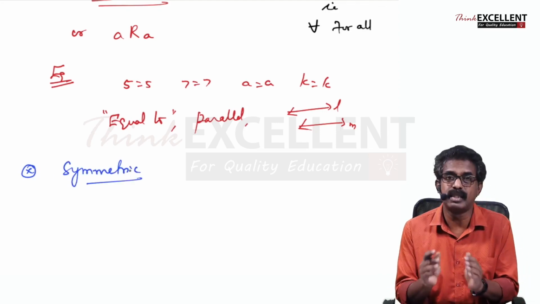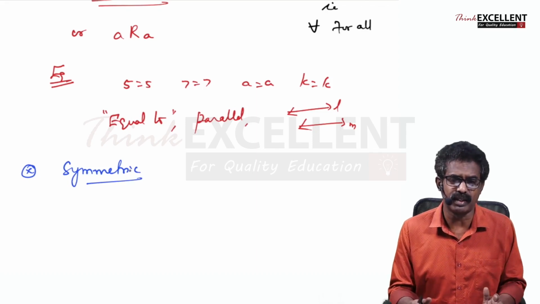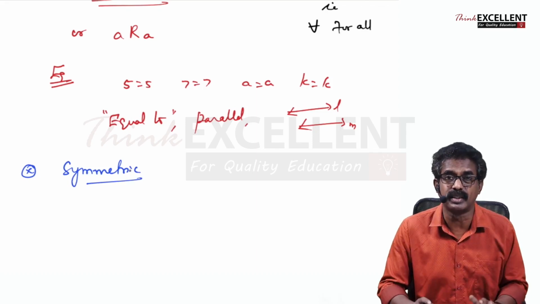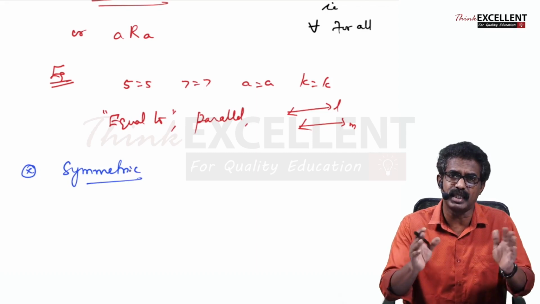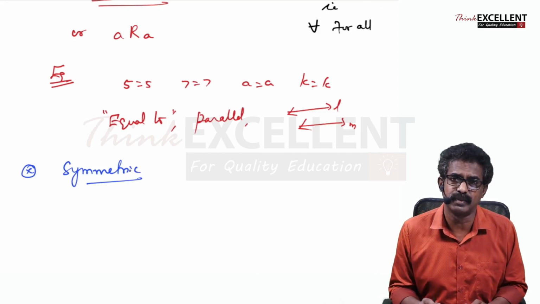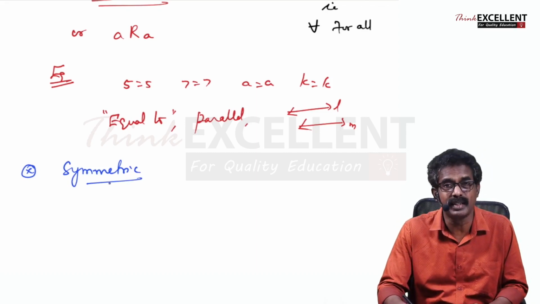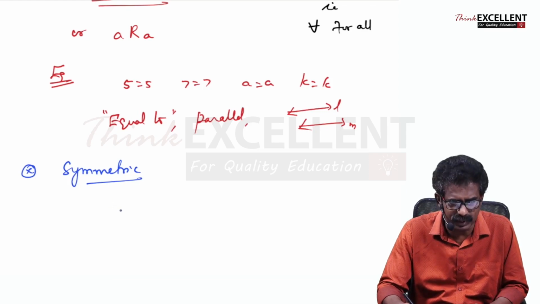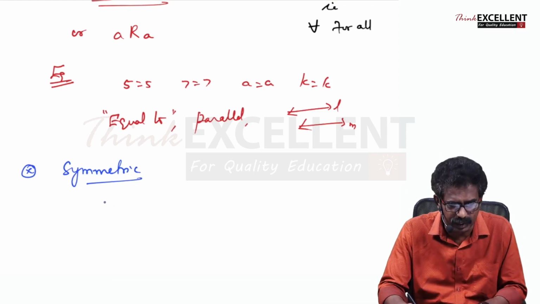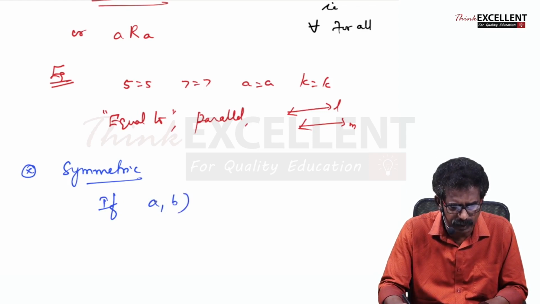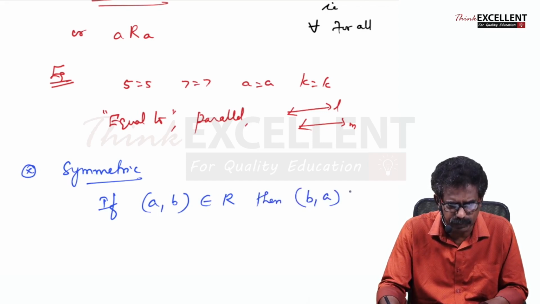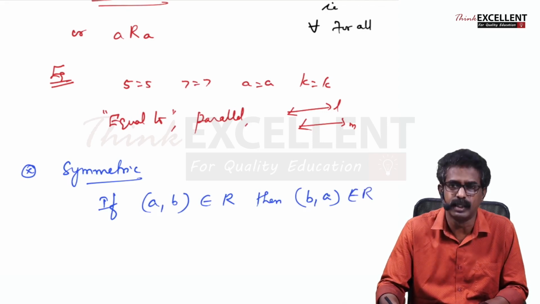So reflexive means every element is related to itself. Every element must be related to itself. Whatever elements you have in the set, it must be related to that. Then symmetric, it is a different one. Now please listen, not for all the elements. Symmetric: if A is related to B, then B must be related to A.